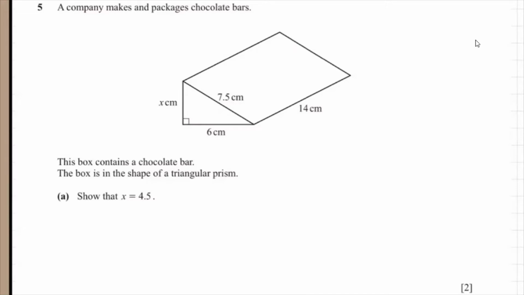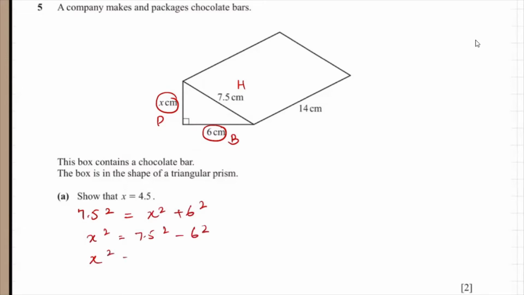Now if you just focus on this triangle over here, then this is a right angle triangle. In this right angle triangle, x is your perpendicular, 6 is your base, and 7.5 is your hypotenuse. So I'm going to apply the Pythagoras theorem and find the value of x. So 7.5 squared equals x squared plus 6 squared. So x squared is equal to 7.5 squared minus 6 squared, which means that x squared equals 20.25. Now, since there's a square, I'm going to take the square root and find my answer. So the answer would be 4.5 centimeters, and I've shown it over here.